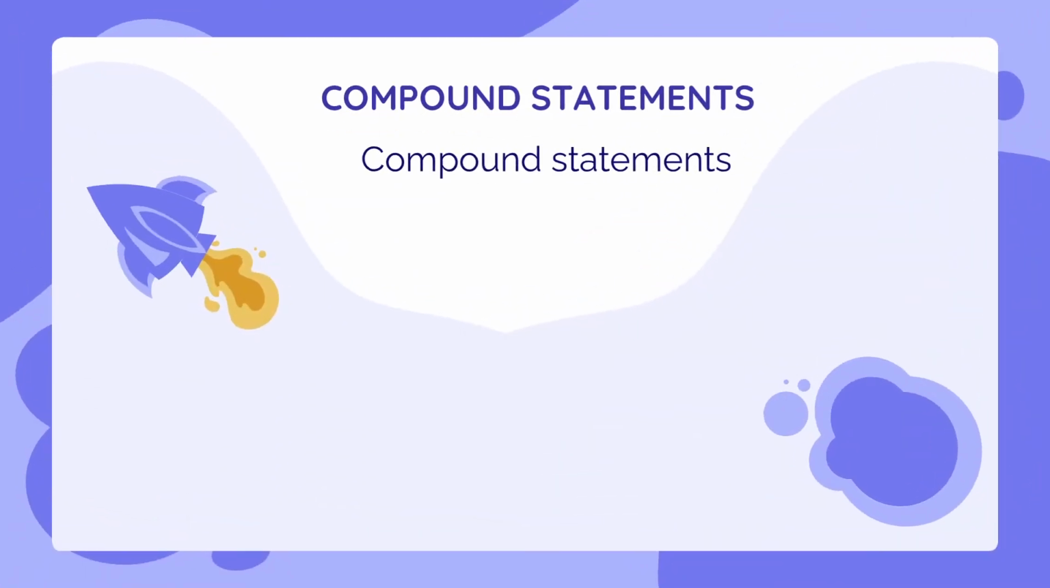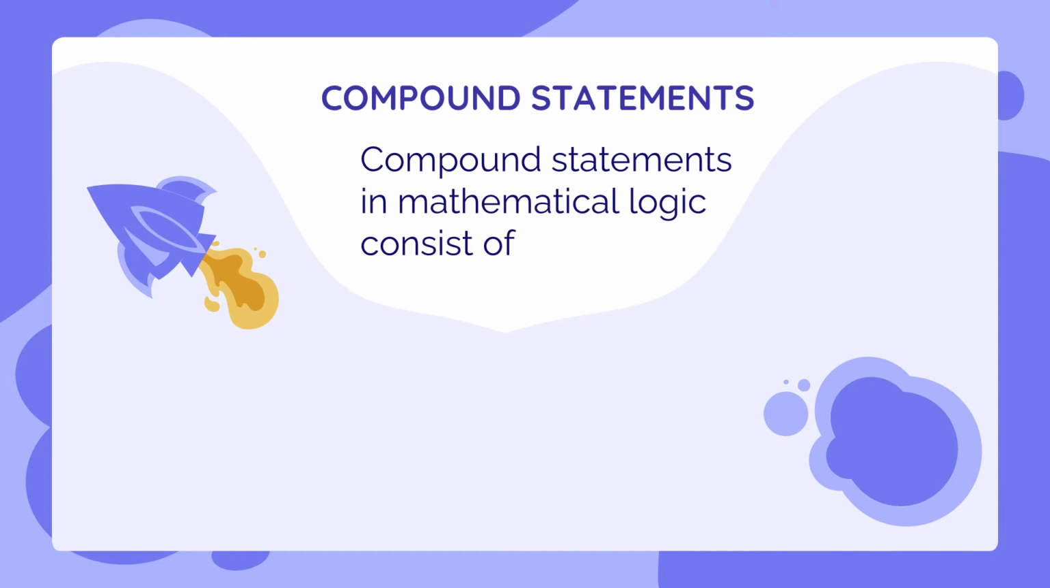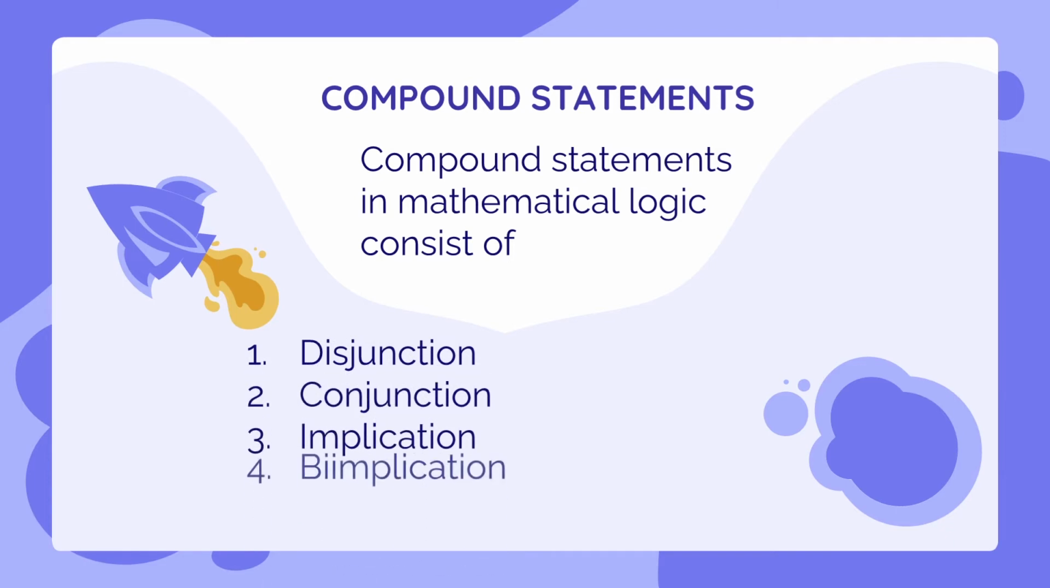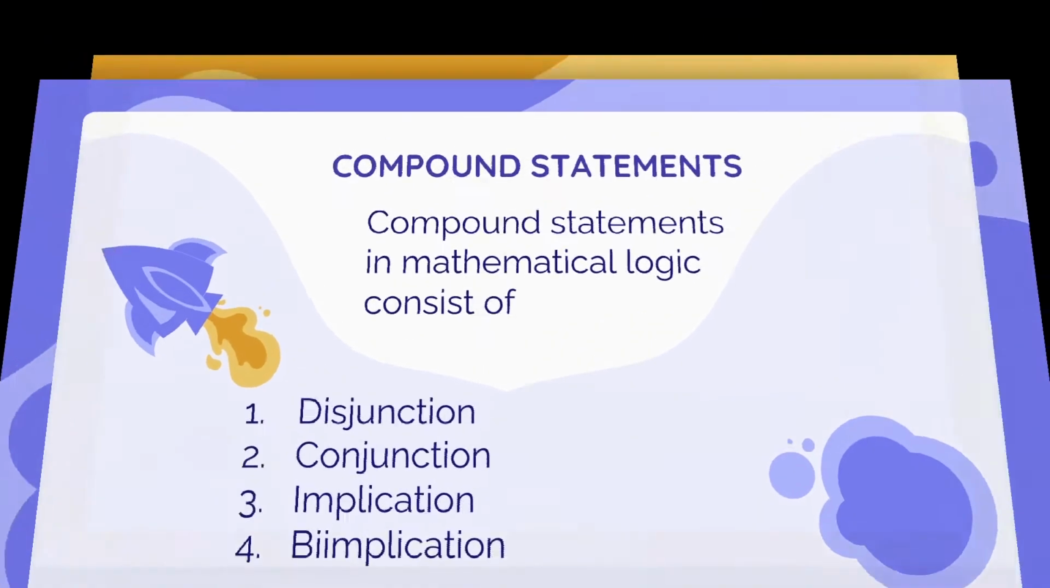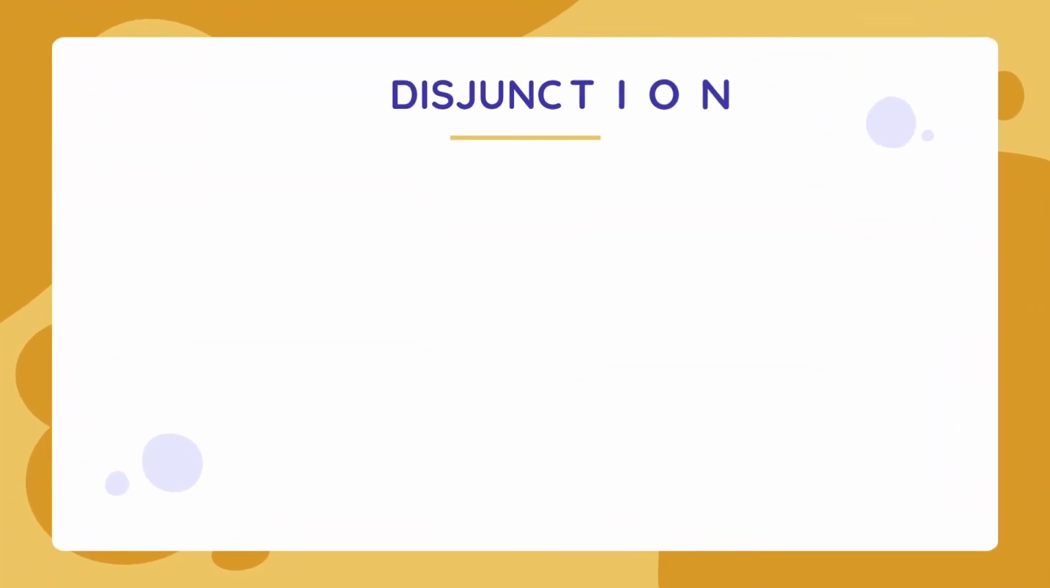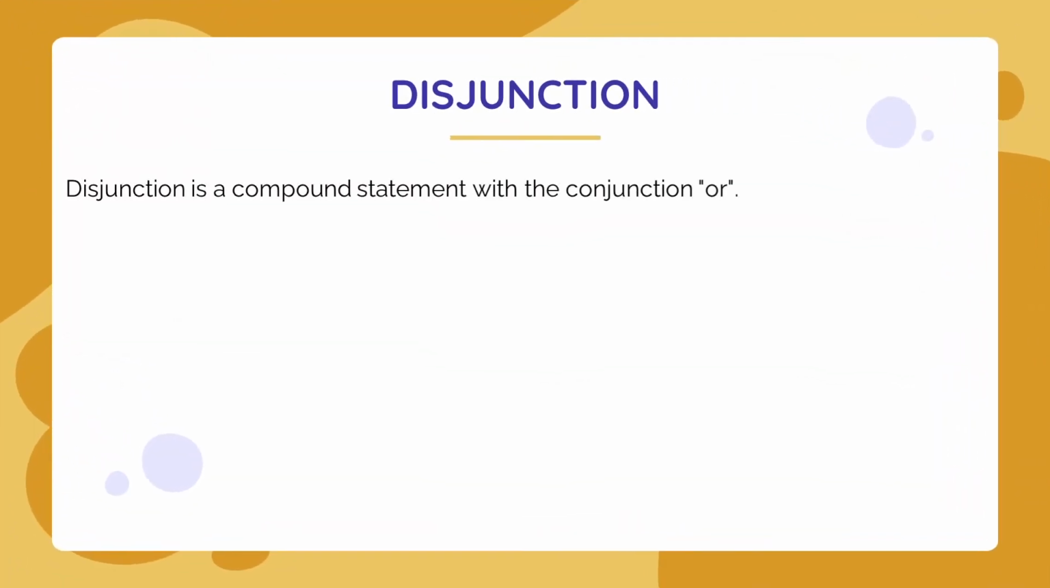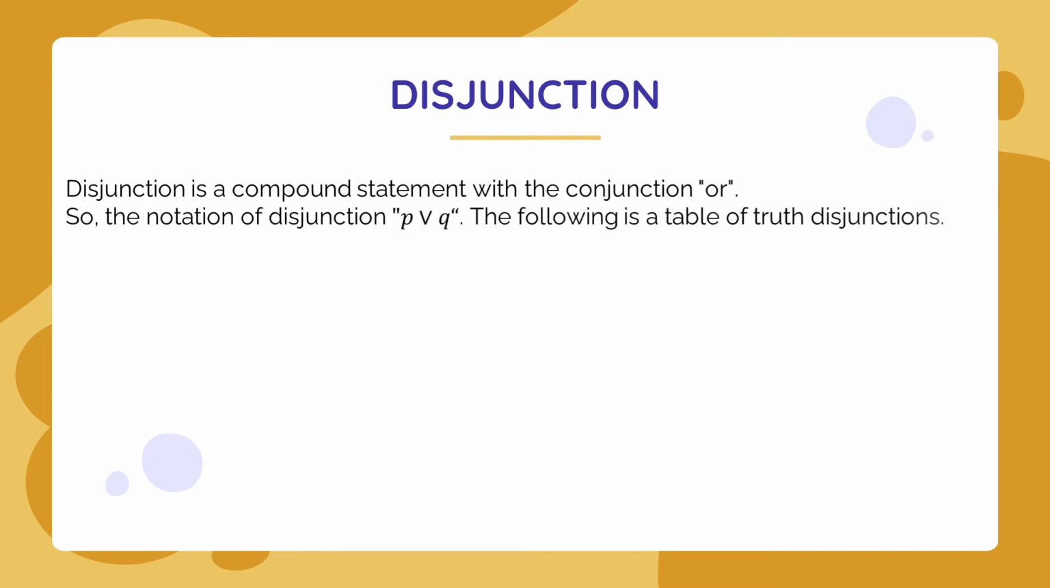The third is about compound statements. Compound statements in mathematical logic consist of disjunction, conjunction, implication, and biimplication. Disjunction. Disjunction is a compound statement with the conjunction or. So, the notation on the slide reads P or Q.